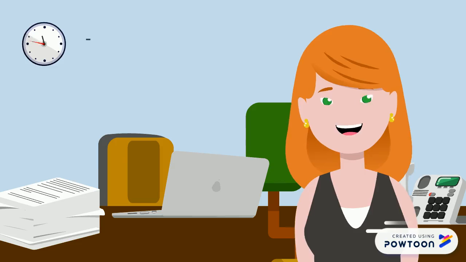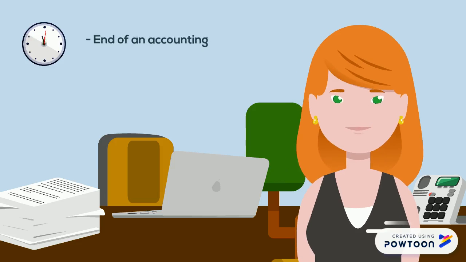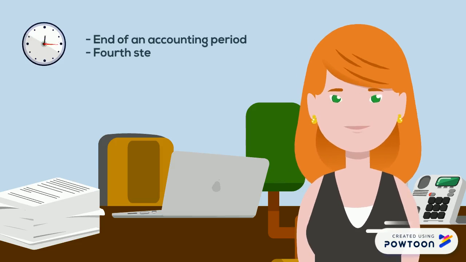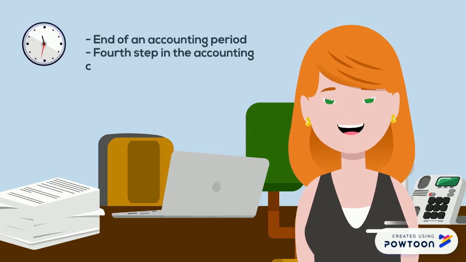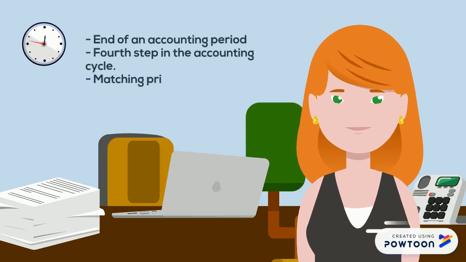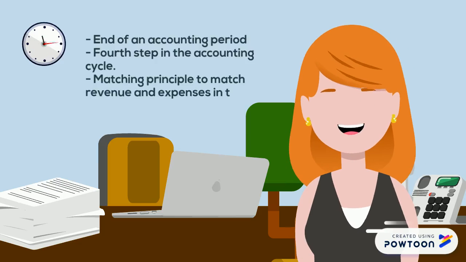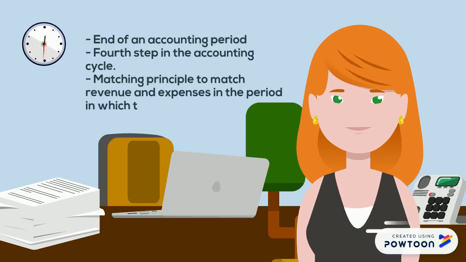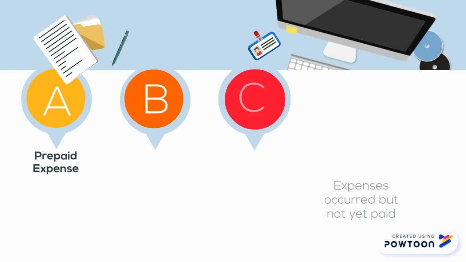Adjusting entries, also called adjusting journal entries, are journal entries made at the end of a period to correct accounts before the financial statements are prepared. This is the fourth step in the accounting cycle. Adjusting entries are most commonly used in accordance with the matching principle, to match revenue and expenses in the period in which they occur. There are 4 scenarios where adjusting entries are recorded.